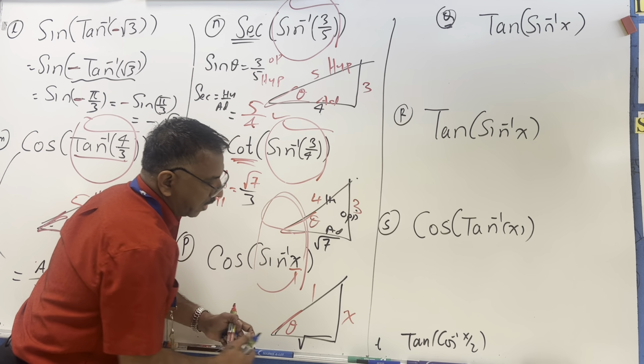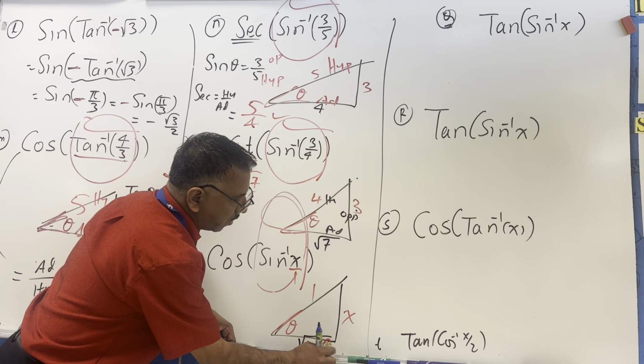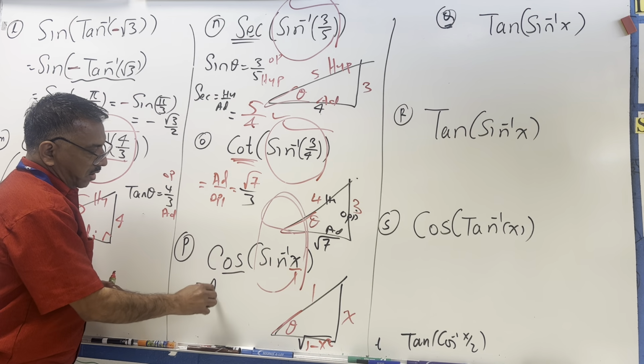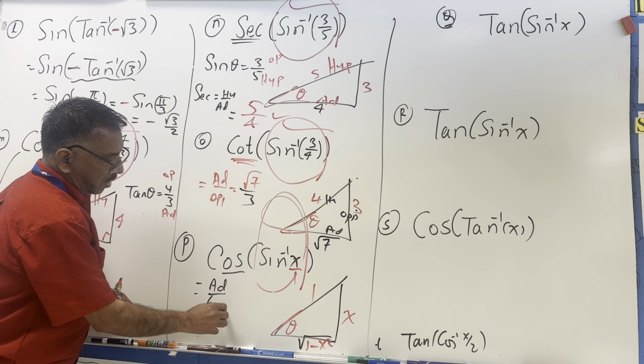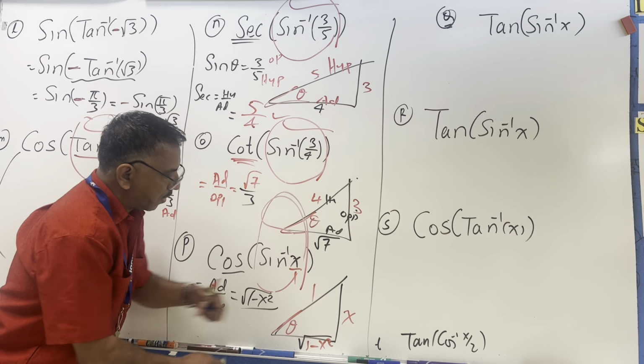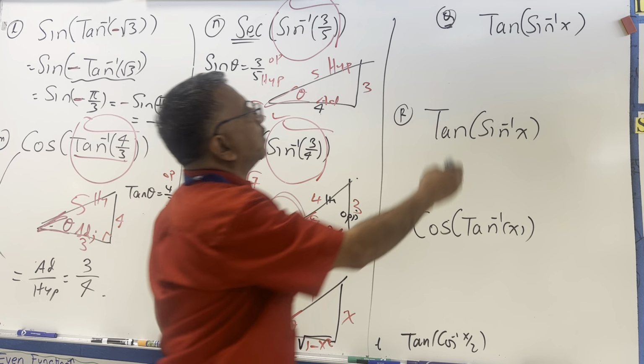And you can use the Pythagorean formula and say the square root of 1 minus x squared. And then you can apply cosine. What is cosine? Adjacent over hypotenuse. So adjacent is square root of 1 minus x squared, and the hypotenuse is 1, there you go, done. So this is how the last 3 problems work.